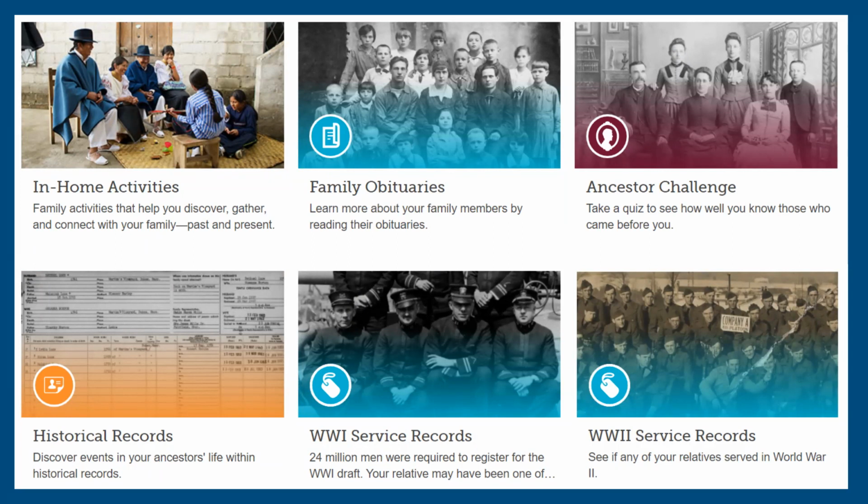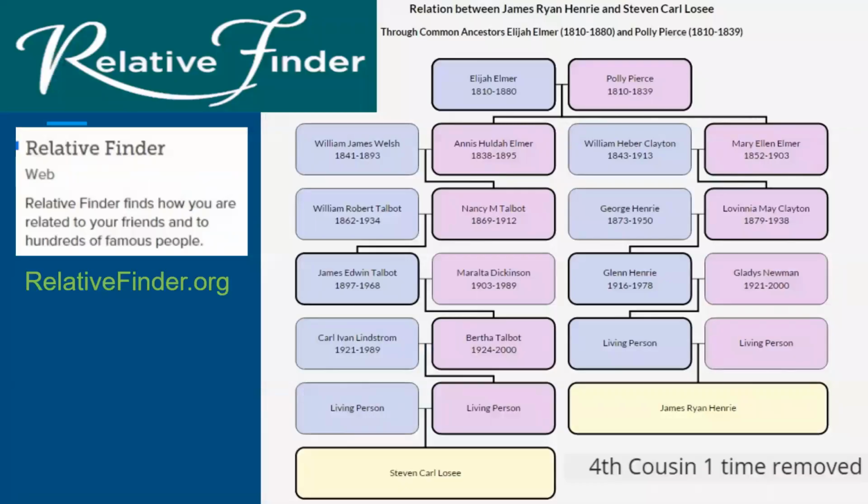There's also World War I service records and World War II service records that are in their own collection. You can go through those and see how they're related to your tree and your ancestors. There's more like that, but I'm just showing you a couple. Relative Finder is neat. You can go to relativefinder.org and log in. As long as the other person you're trying to figure out how you're related to has also done that, you can see exactly how you're related to them.